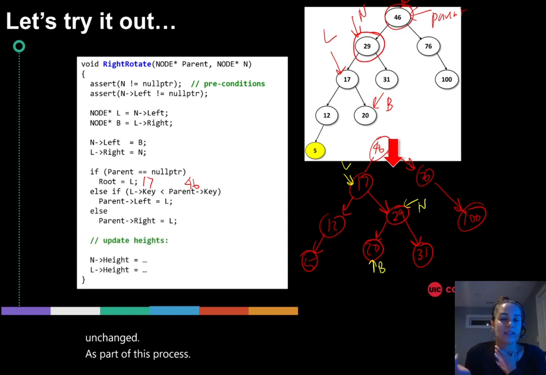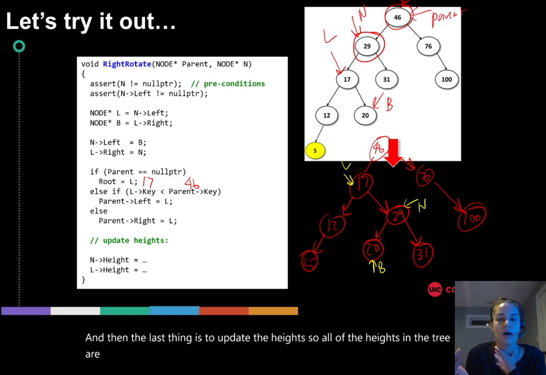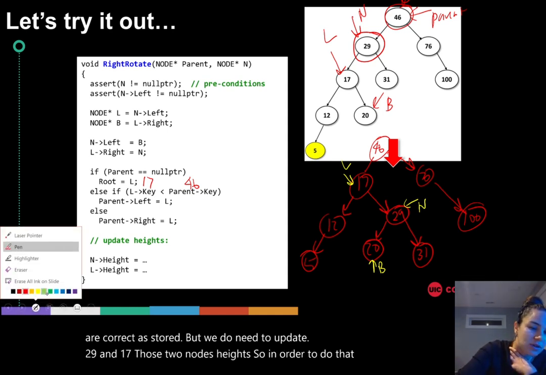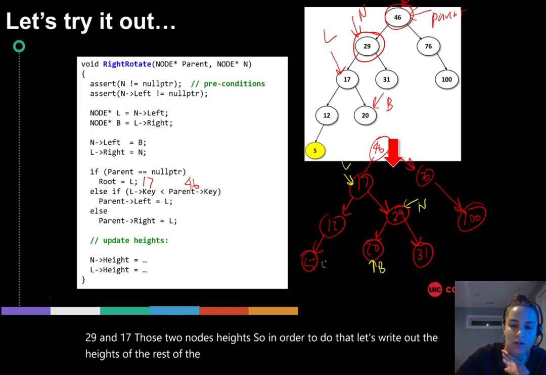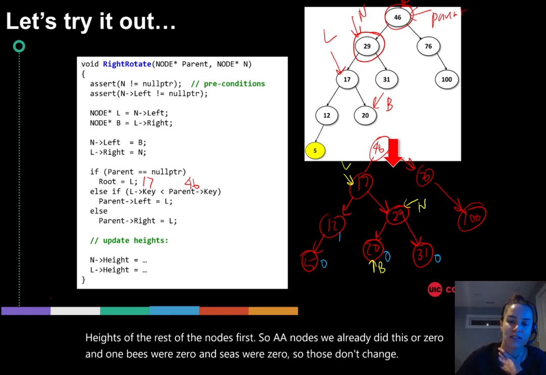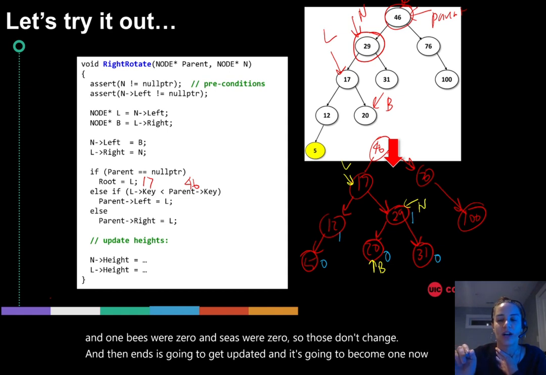And then the last thing is to update the heights. All of the heights in the tree are correct as stored, but we do need to update 29 and 17, those two nodes' heights. In order to do that, let's write out the heights of the rest of the nodes first. A's nodes, we already did this, were 0 and 1, B's were 0, and C's were 0. So those don't change. And then n's is going to get updated and become 1 now, based off of its left and right child.